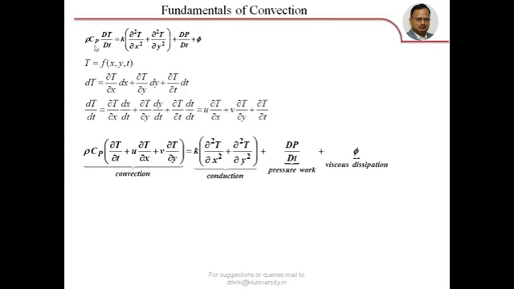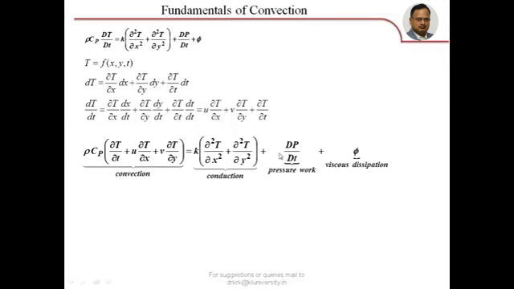So by substituting that, you can write the equation as rho cp (∂T/∂t plus u ∂T/∂x plus v ∂T/∂y) equal to k (∂²T/∂x² plus ∂²T/∂y²) plus the work due to pressure forces and the energy dissipation due to viscous effects.